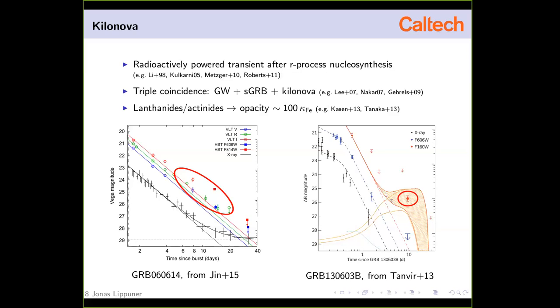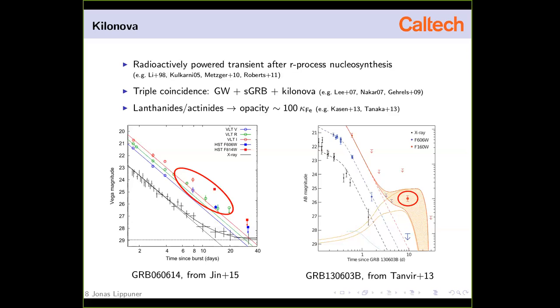And because of this high opacity, if they're present, we expect to see a very dim transient on a weeks-long time scale. And if they're not there, then we expect to see a much brighter transient that's also blue rather than red, on a time scale of a few days. And so we have two possible detections already of kilonovae.